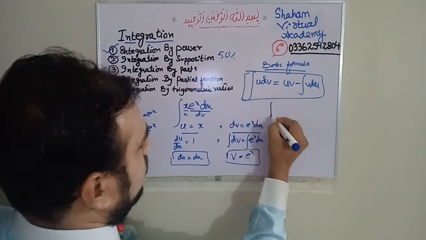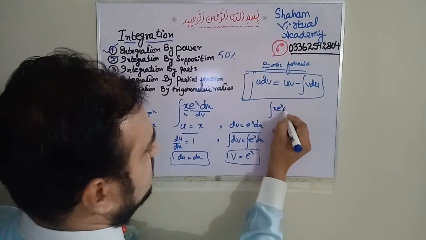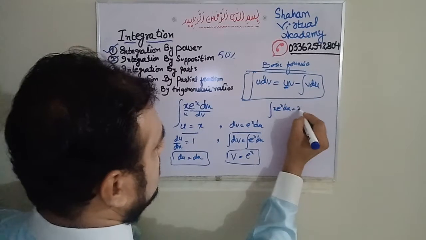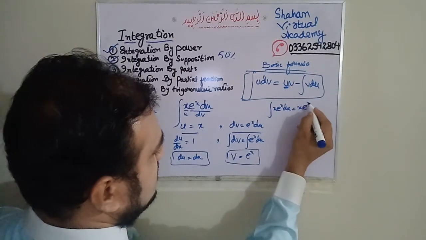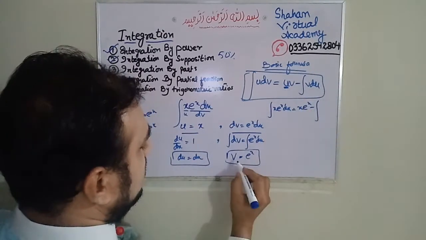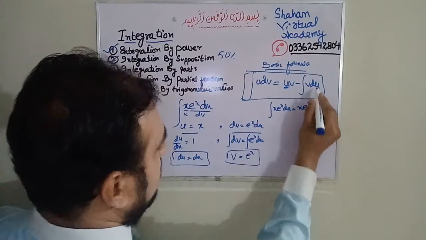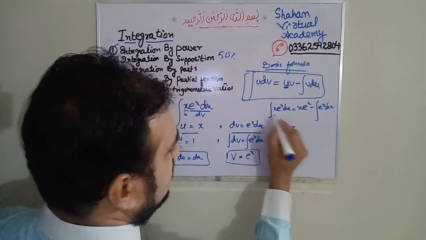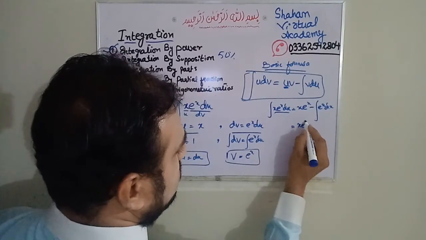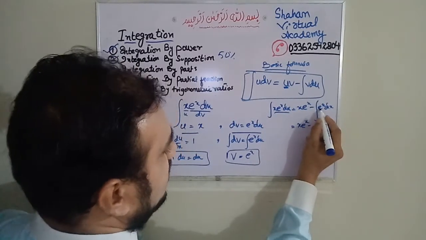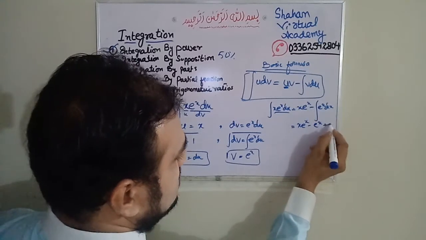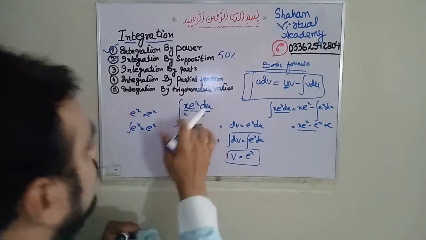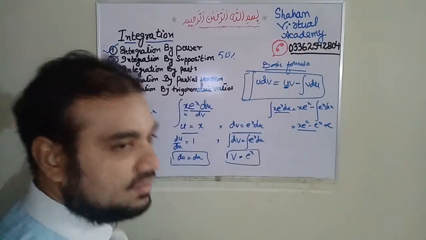Okay, so we put the values in this formula. The integral of u dv is uv: what is u? x. What is v? ex. Minus the integral, what is v? ex. What is du? du is dx. So we can do this: x ex minus the integration of ex, which is ex, plus c. This is the answer. So we just do that with this simple formula.